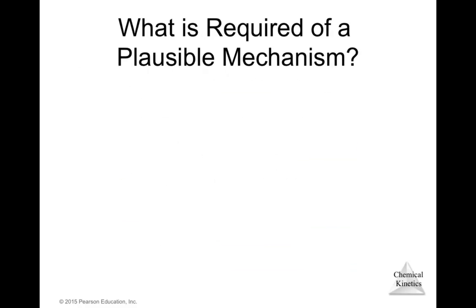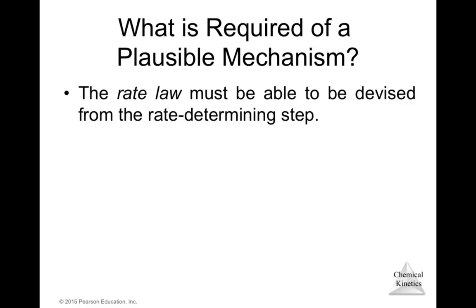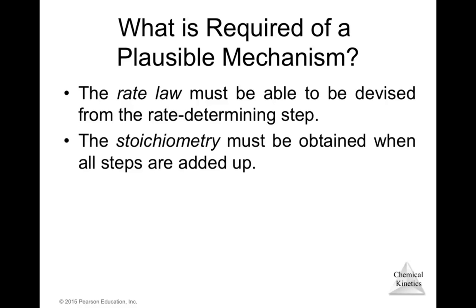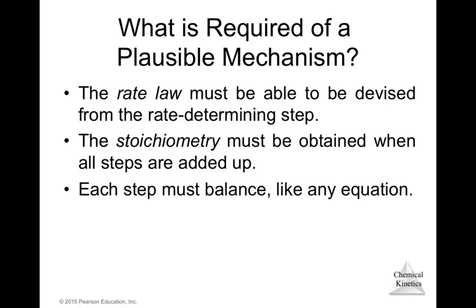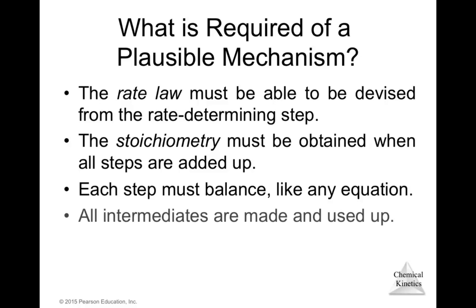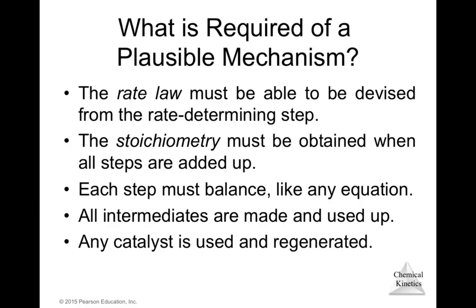What is required of a plausible mechanism? First, the rate law must be able to be derived from the rate determining step. Because that elementary step is the slower one, it is going to dictate the rate law. The stoichiometry must be obtained when all steps are added up. Each step must balance like any equation. All intermediates are made and used up, and catalyst is used and regenerated.